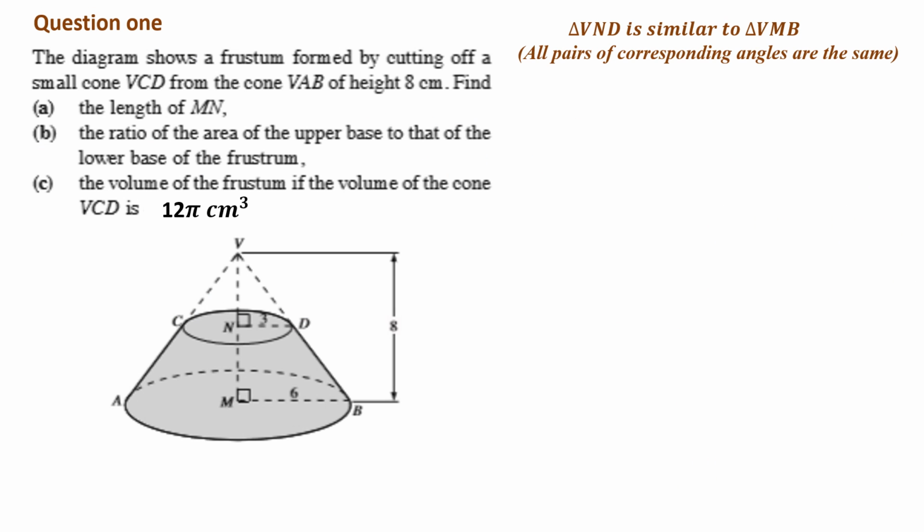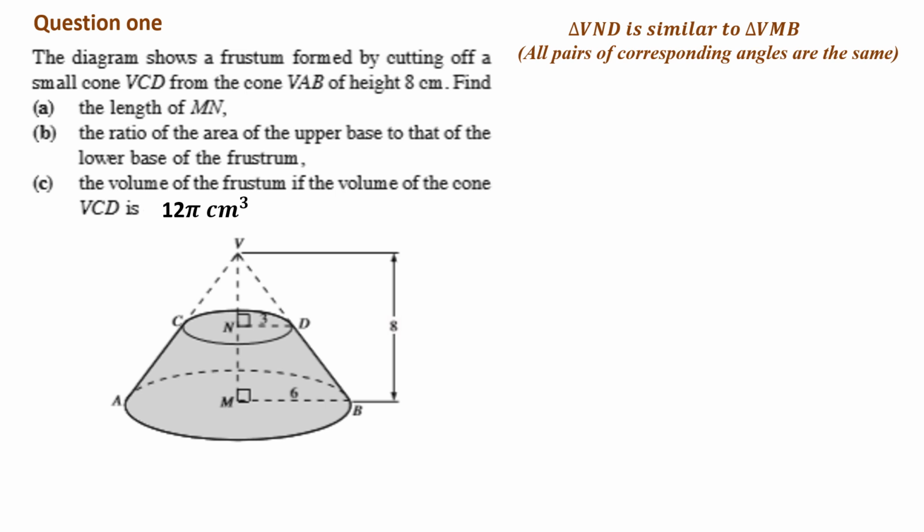Right, so let's look at question 1. This is a rather popular question that a lot of setters would like to test you on. In this question, you are shown a frustum. This frustum is formed by cutting off a small cone VCD from a bigger cone VAB. You can imagine this being an ice cream, and usually at the tip of the ice cream there are some chocolate pieces, so you may want to bite off the chocolate part first. That is what happens if you bite off the end of your ice cream cone. Then what is left is a frustum, as shown in the diagram.